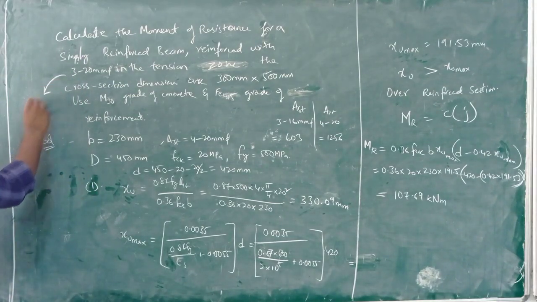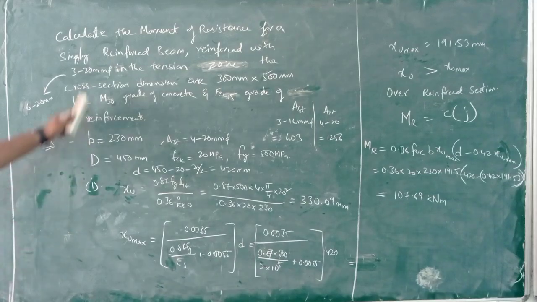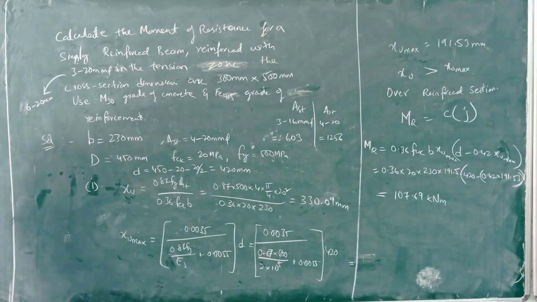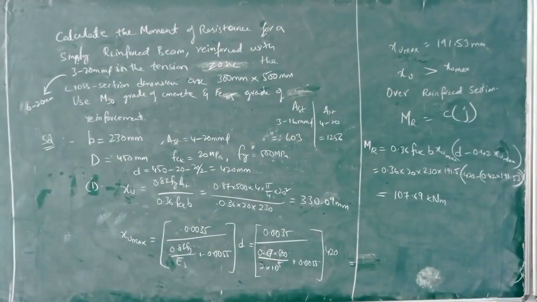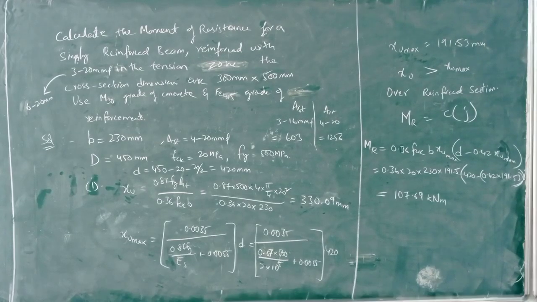So I'll give you one more problem. You need to solve this problem at home. Calculate moment of resistance for a singly reinforced beam with 3 bars of 20 mm diameter. Dimensions are 300 mm by 600 mm. Okay, don't take it 600, make it 500 mm, so 300 mm by 500 mm. Now grade of concrete I am changing, use M30 grade of concrete and Fe 415 grade of reinforcement bars. So solve this problem.